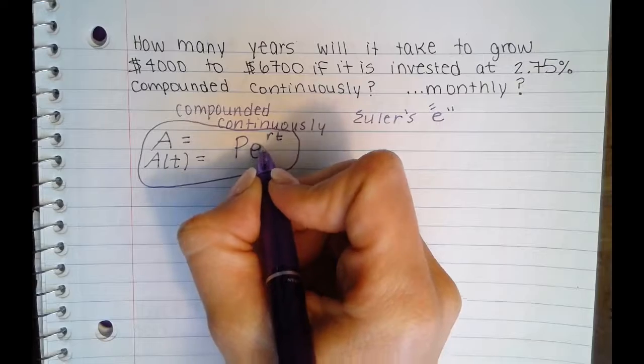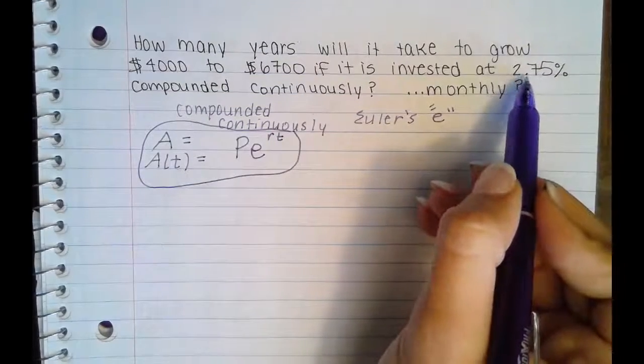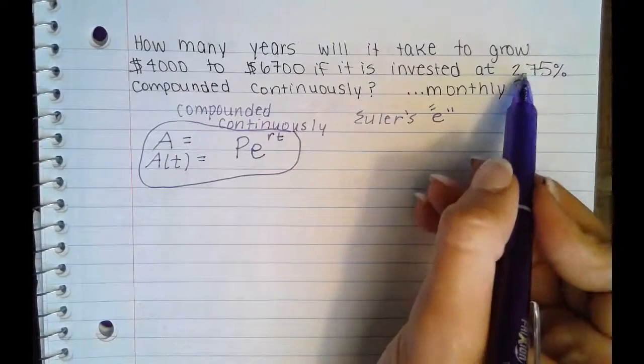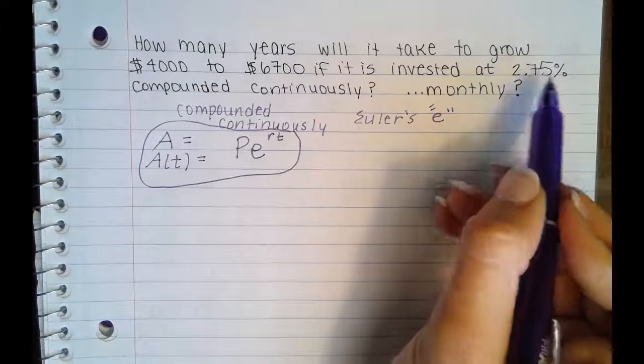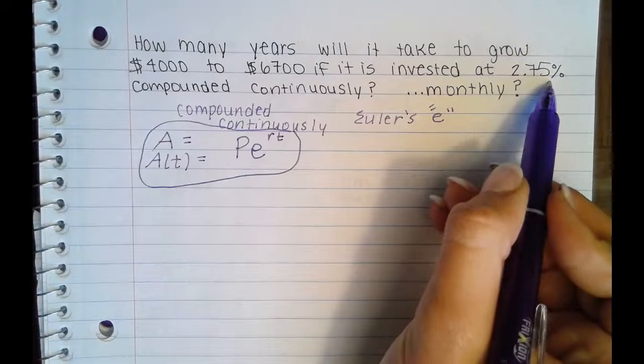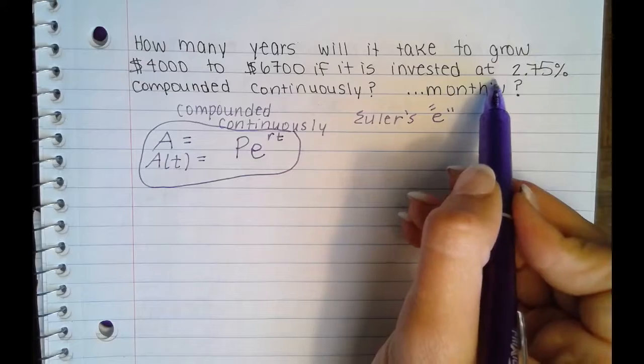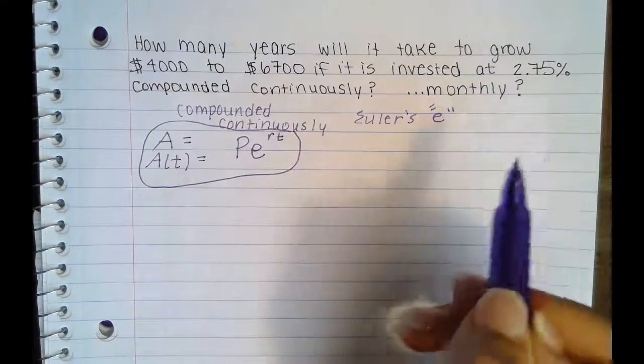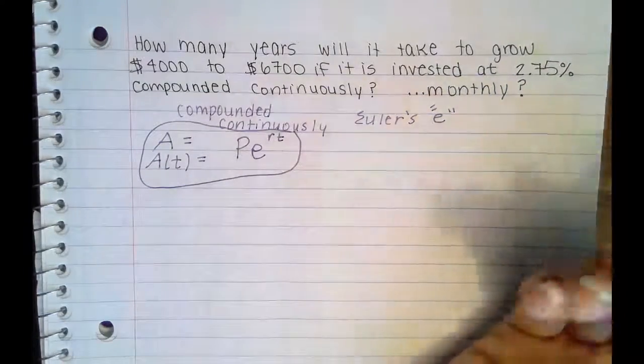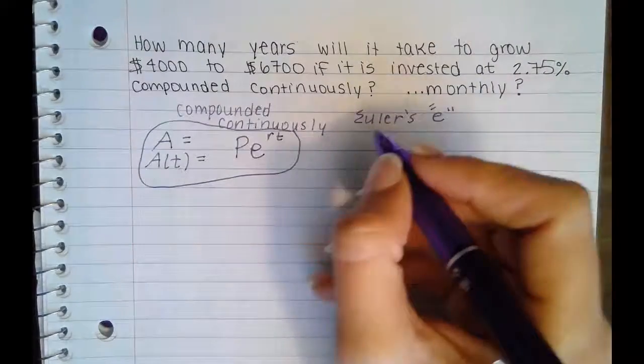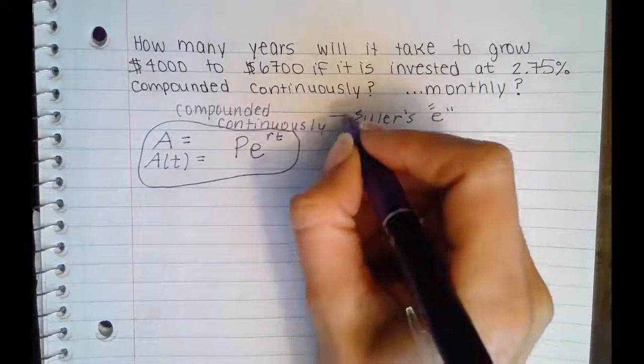R is your rate as a decimal. While this rate is a decimal, it's still the rate as a percent. So you would move the decimal twice because percent means per 100. So you would have 0.0275 is the number you'll use, and T is time. Typically, these problems are set up so it's time in years, and then that goes with that.